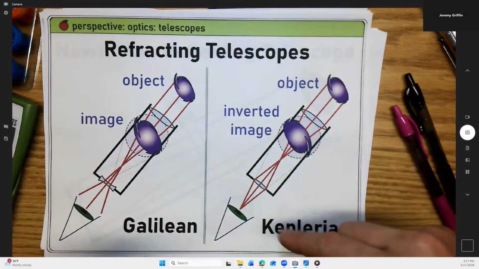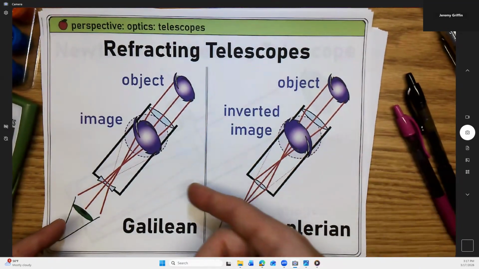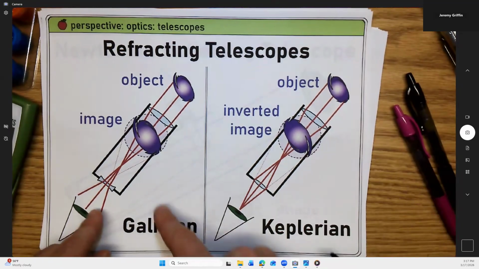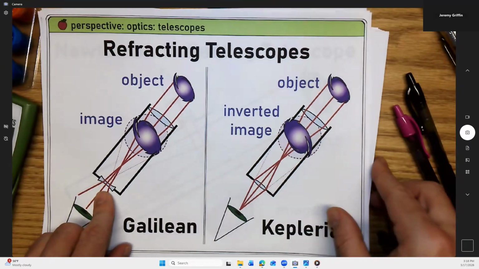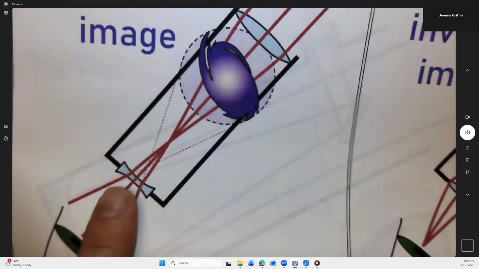Now, if you want a refracting telescope that does not invert the image, then you want the Galilean model. This is what Galileo used. Yeah, converging lens here. Oh wait, what is this, guys? That's not a converging lens. That's a diverging lens. You guys see diverging, right?